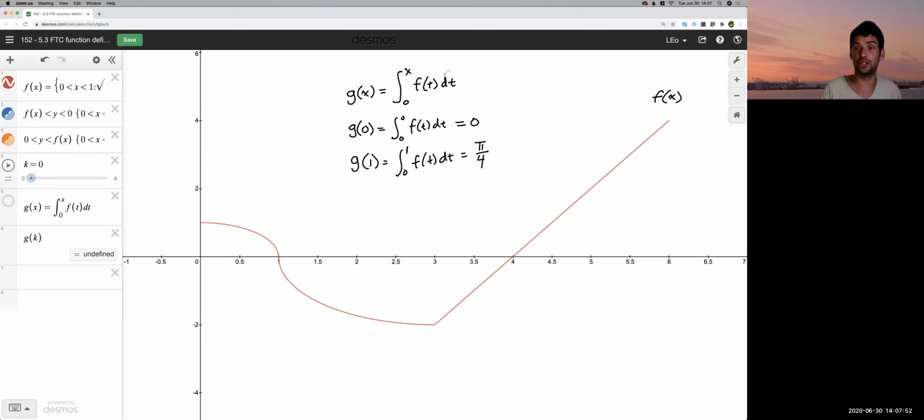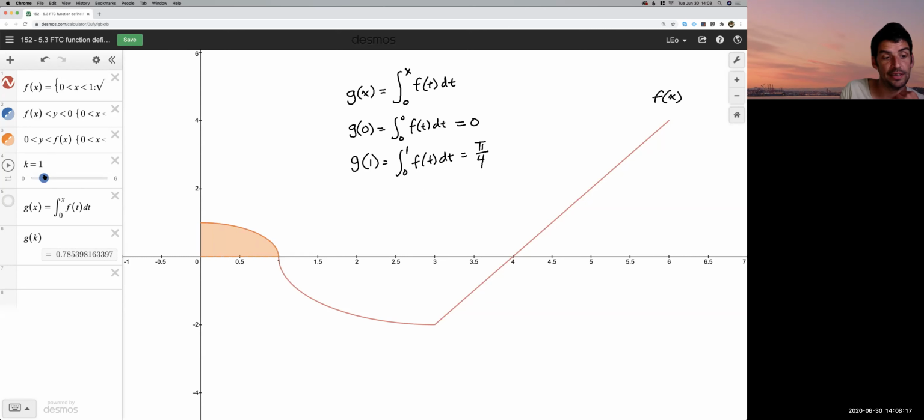So what does this function do? This function spits out the value of the area from 0 to whatever x value I put in, between this function f and the x-axis. In a picture, the value of g is the area I see here. So at g of 1, we see pi over 4. That's what that area is, that quarter of a circle.